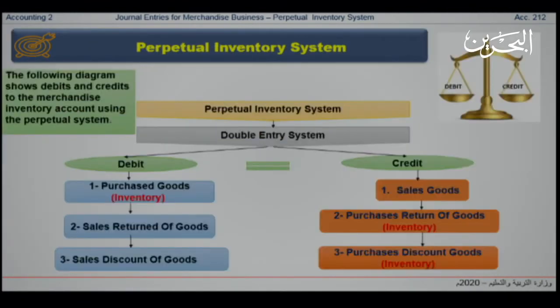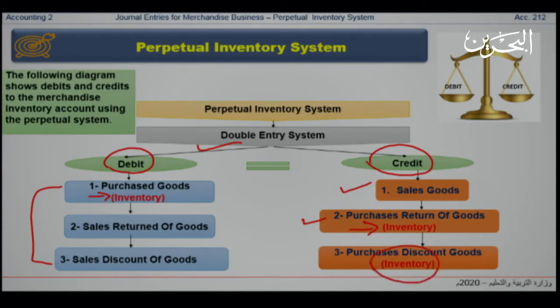Let us take a look at the perpetual inventory system. It's also a double entry system, and it consists of a debit and a credit side. On the debit side, we will cover three topics: the purchased goods, also called the inventory; second, the sales return of goods; and thirdly, the sales discount of goods. On the credit side, we will cover the sales of goods, the purchase return of the goods, also called inventory, and finally, the purchase discount on goods, also called inventory.